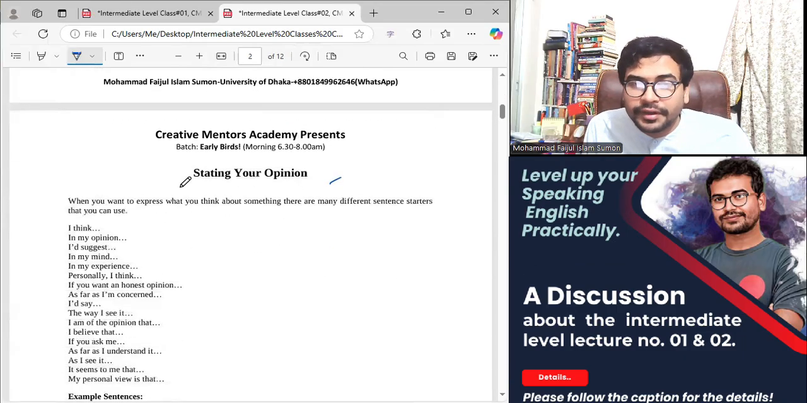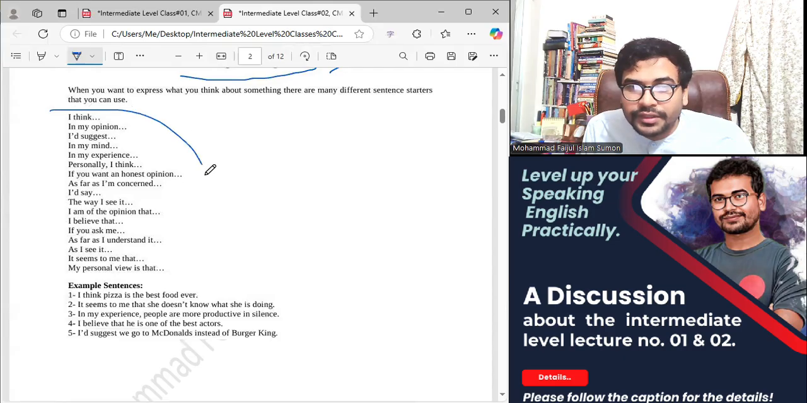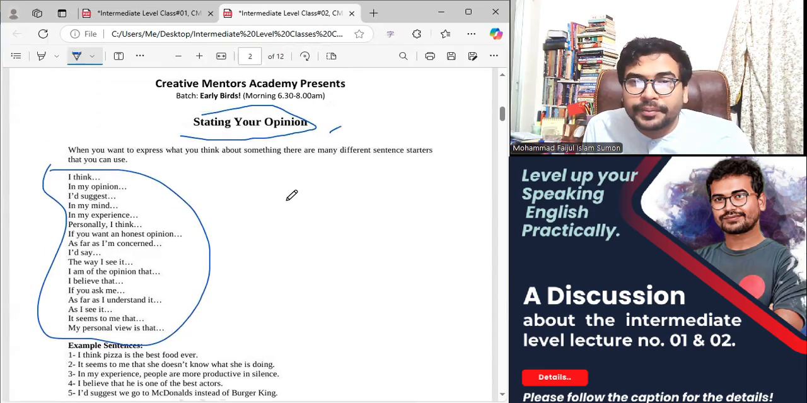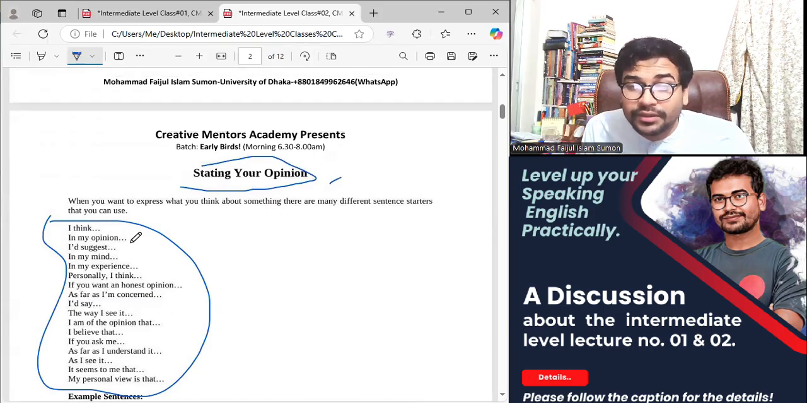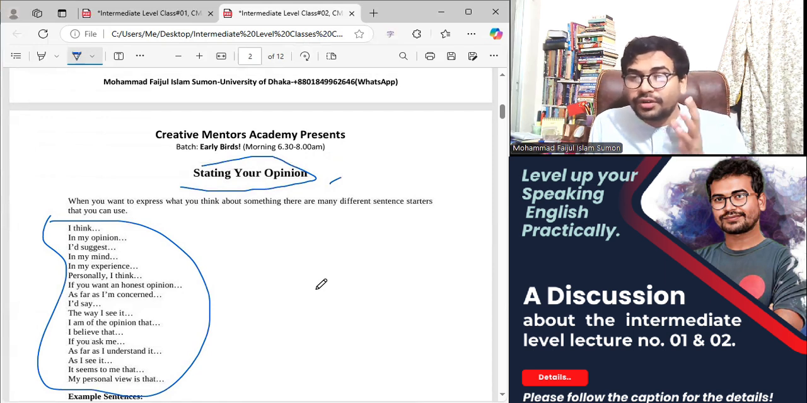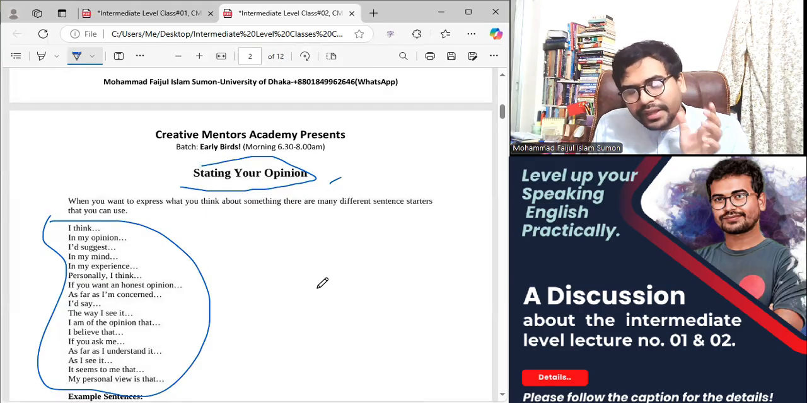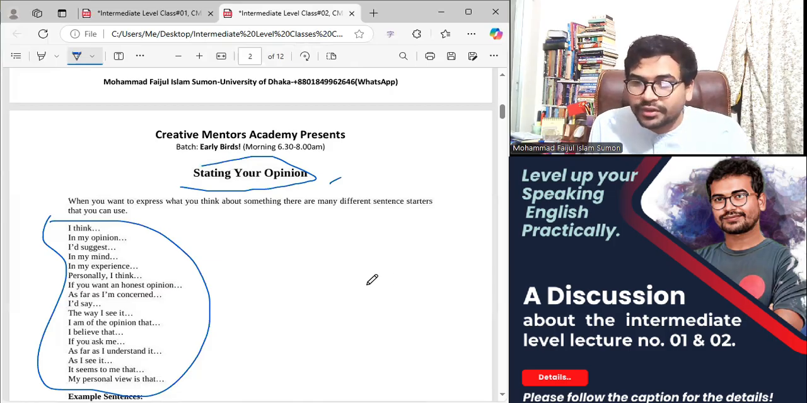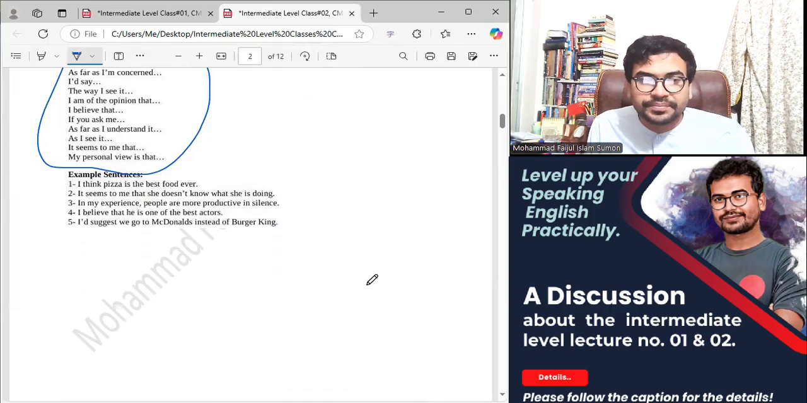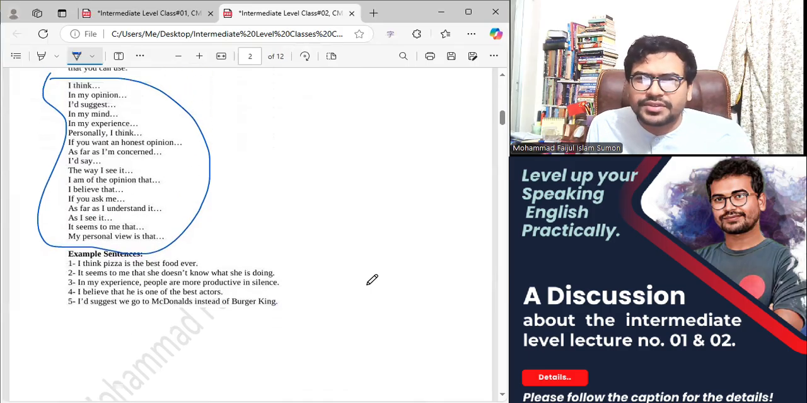And if you have read the stating your opinion topic, then first of all, you need to read all of these terms and then try to get all the sense, all the meaning. After that, if you've got all the meanings, then close your eyes, make a scenario, and use all the terms. I think, in my opinion, I suggest, in my mind, make full sentences by using all the terms mentioned here. Okay, that's how you can practice these segments.